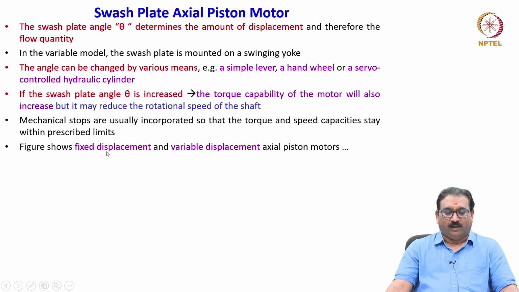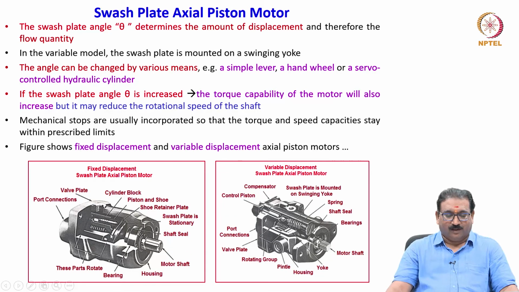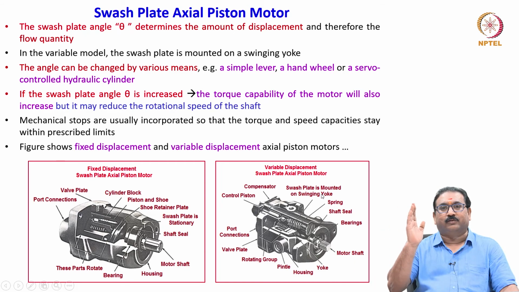The figure shows the fixed displacement and variable displacement axial piston motors. You will see here, in this case, the first one is a fixed displacement swash plate axial piston motor, this is fixed. Similarly, all other parts I have shown here. In a variable displacement unit, the swash plate is mounted on the swinging yoke, which can be adjusted through a hand wheel or a lever or servo controlled cylinders. You can vary this.